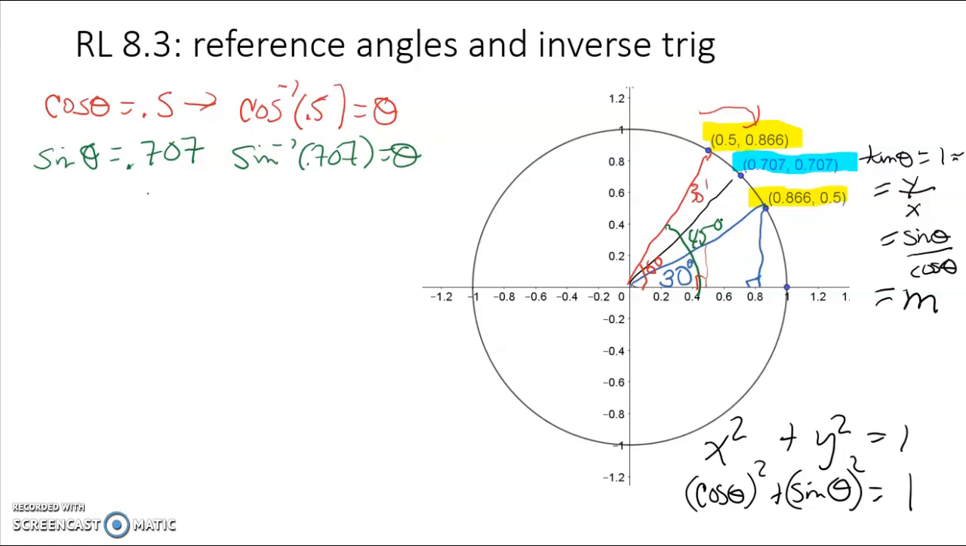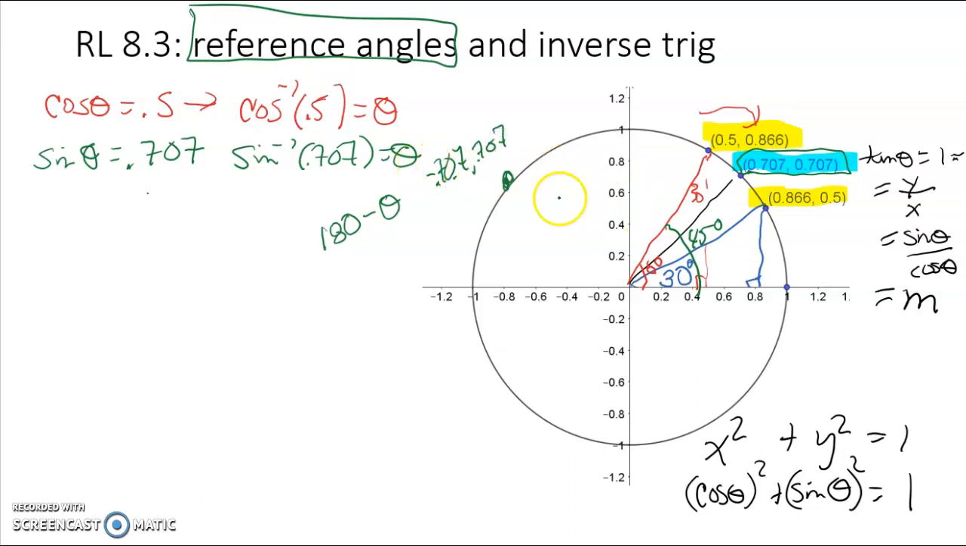Well, now in this lesson we're going to use our reference angles to find where those numbers must happen in the other quadrants. So let's start with what I'll call the green ones, the 45-degree angles. To get into this quadrant, we need to take 180 minus our reference angle. So that puts us over here at negative 0.707, positive 0.707, and that's going to happen at 135 degrees.